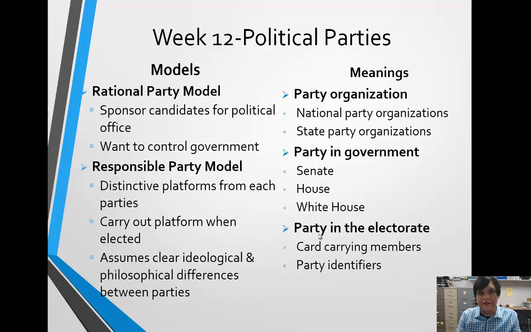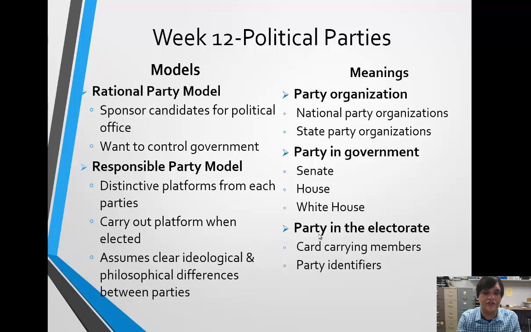Now, we talked about different models and meanings of parties as well. There's two different models. There's the rational party model and the responsible party model. So let's go ahead and begin with that on this slide. The rational party model is one which sponsors candidates for political office, and they want control of the government. They sponsor the candidates. They don't necessarily push around the candidates. They don't want to make the candidates adhere to their own platforms or anything. They just want to sponsor candidates that can win political office and serve the party in government.